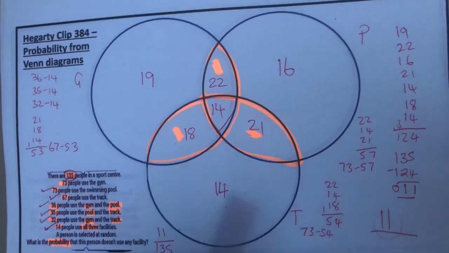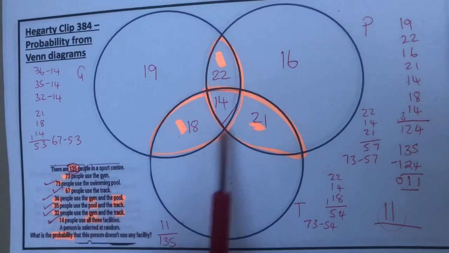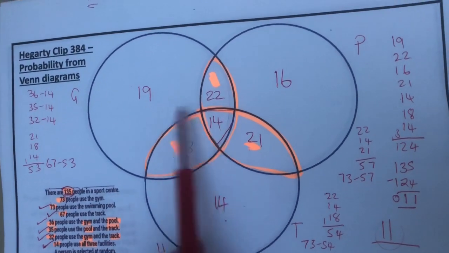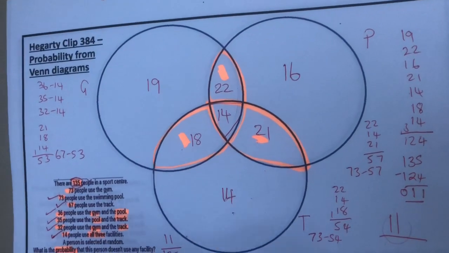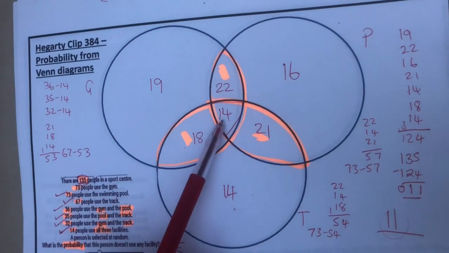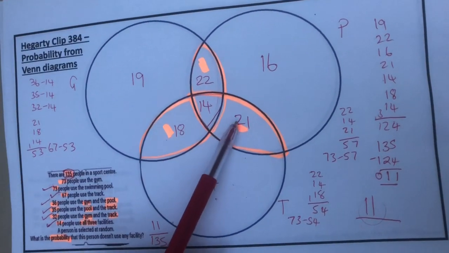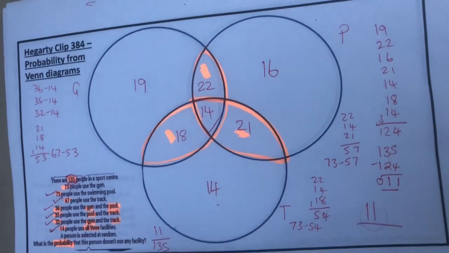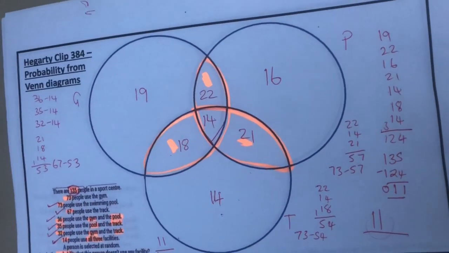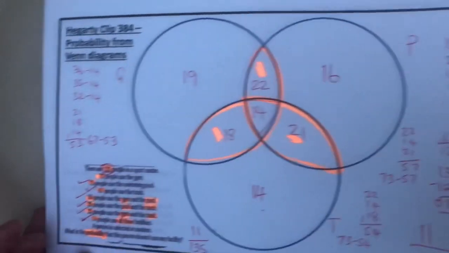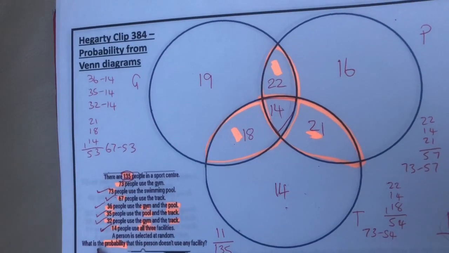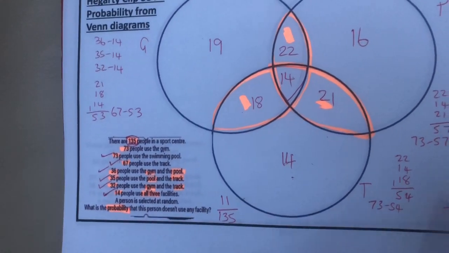Okay, the key thing is start from the centre, find the number that corresponds to the one that's used all three, or if it's subjects, study all three. Then go out from there and remember to take away the middle one from the number you're given for these two overlapping, and repeat for the other two overlaps. Once you get to the end, the probability. So this is fairly straightforward, it's just looking for a number out of them.